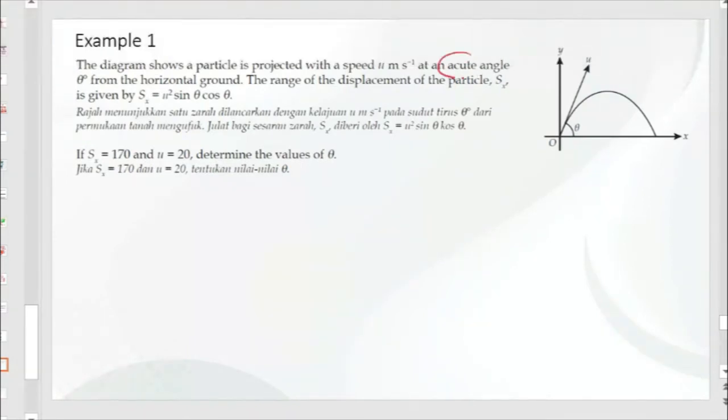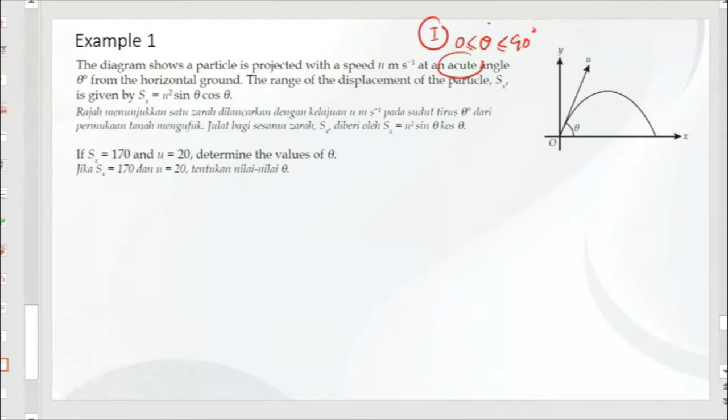So need to watch out. Acute means the angle must be in between 0 to maximum 90 degree only. The value cannot be more than 90 degree. So normally if you're throwing a ball or anything, it will be in less than 90 degree, then it will be in the first quadrant. Remember, the angle you get will be in first quadrant.